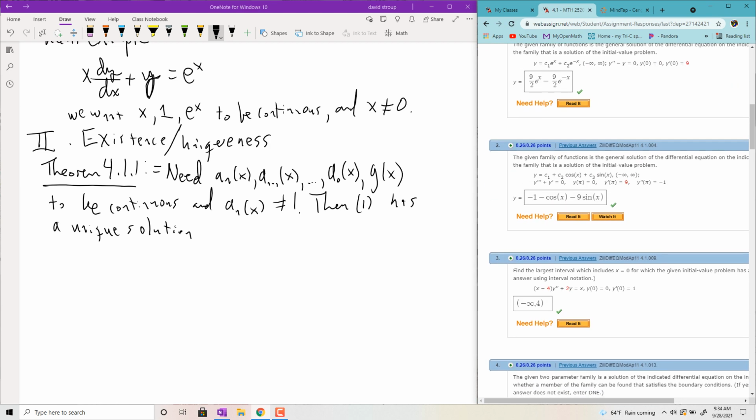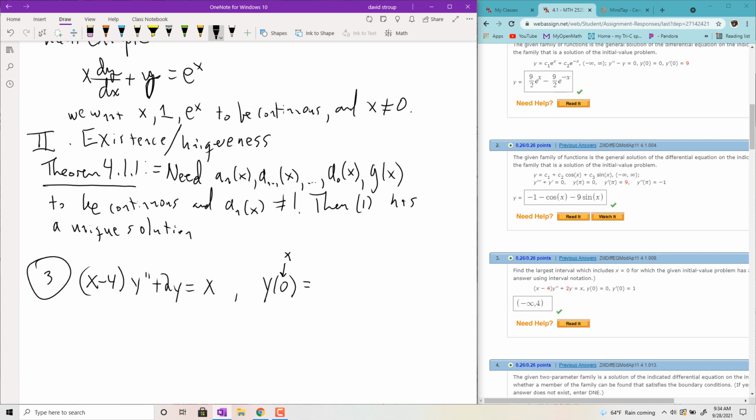So, oh, here's one. Find the largest interval which includes x equals 0 for the given initial value problem. So we have x minus 4, y double prime plus 2y equals x. And they give you some initial conditions, but the only important part of the initial conditions is the x value. We need to make sure that the interval we pick includes that value. So y of 0 is 0, y prime of 0 is 1.